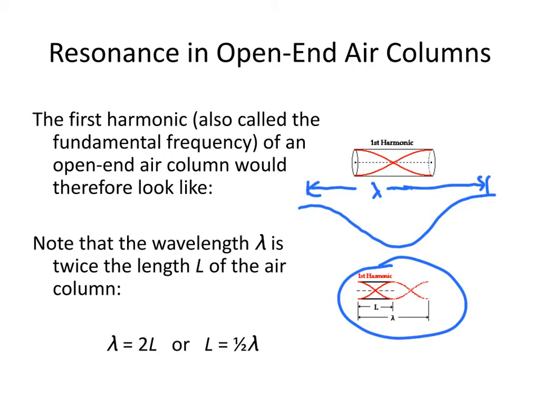And how many of those do we see? Well, if we look at the first harmonic, we see that we've gone half that distance. So we've gone from a crest to a trough. So we have half a wavelength shown here. So this is going to be half a wavelength, half lambda. That's what we're showing there. So that means that the wavelength is equal to 2 times the length of the air column when we rearrange that.